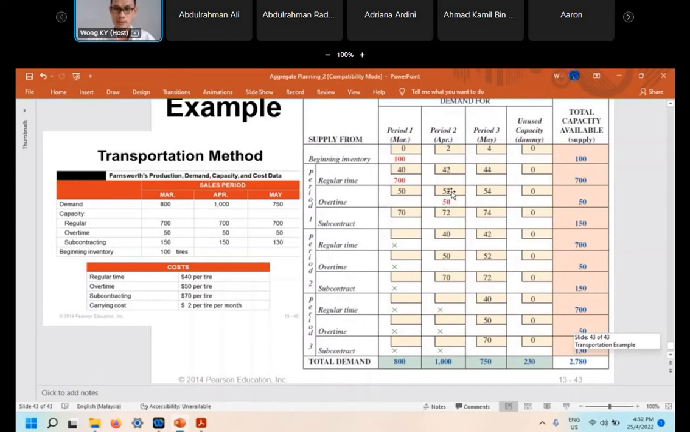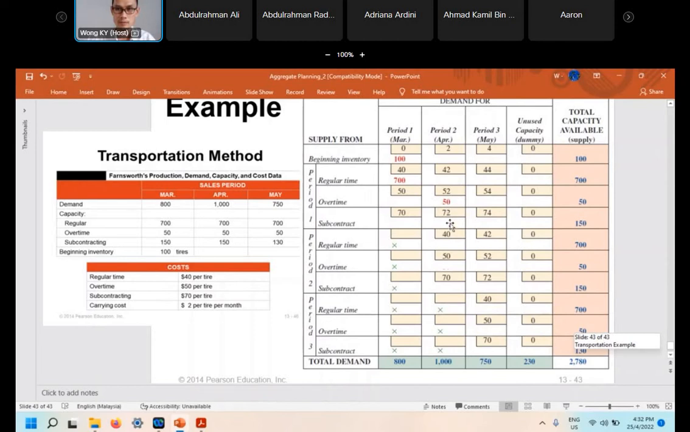And once you're done, you find the next cell that has the minimum cost, which is 54. So anything I can assign here? No, because I already used up my capacity. Okay, so if you're done, then find the next cell which has the lowest cost. So this one has the lower cost, 70. So anything I can assign here? Answer is no, because I already fulfilled my demand. Right? Okay, and then I move on to the next cell, 72.